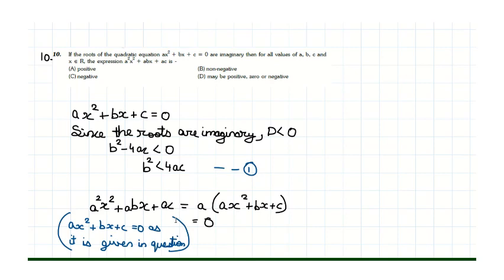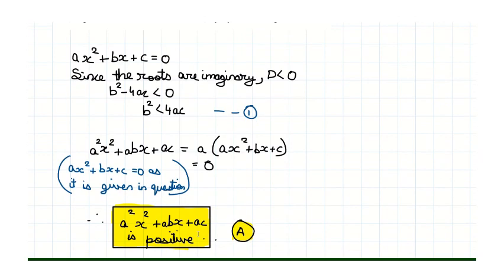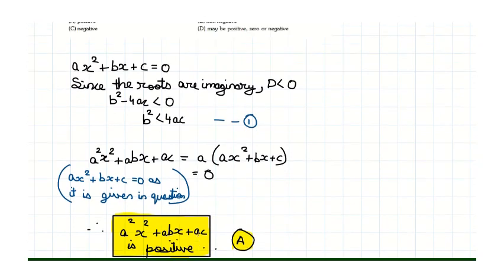In the 10th question, the roots of the quadratic equation ax square plus bx plus c equal to 0 are imaginary, which means that the discriminant is less than 0. B square minus 4ac less than 0 or b square less than 4ac. A square x square plus abx plus ac equal to a times ax square plus bx plus c. Now this is actually given to us in the question as equal to 0. Thus this equation is also equal to 0. Hence a square x square plus abx plus ac is always positive, which is option A.